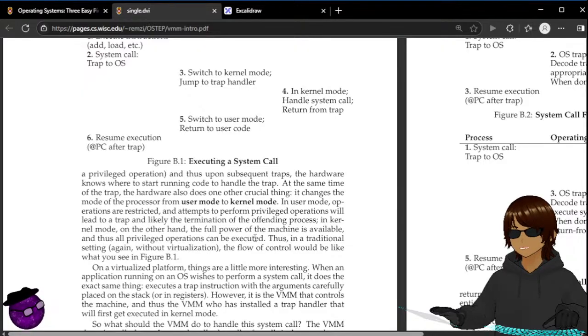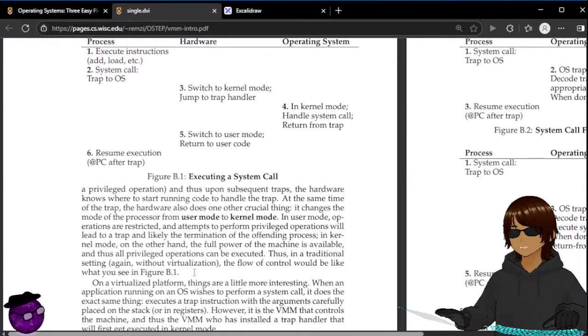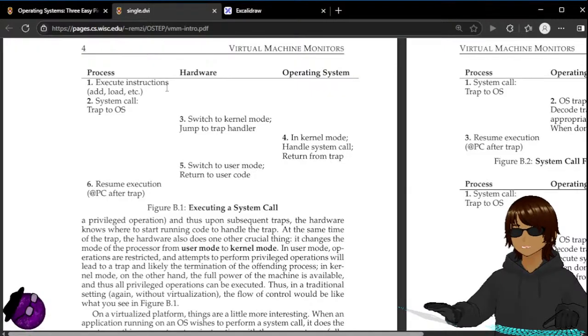Thus, in a traditional setting, again without virtualization, the flow of control would be like what you see in figure B.1. Execute instructions: add, load, etc. System call, trap to OS, switch to kernel mode, jump to trap handler. In kernel mode, handle system call, return from trap, switch to user mode, return to user code, and then resume execution. Okay, so when we want to do privileged operations, we switch to kernel mode, do the privileged operation, and then switch back to user mode.